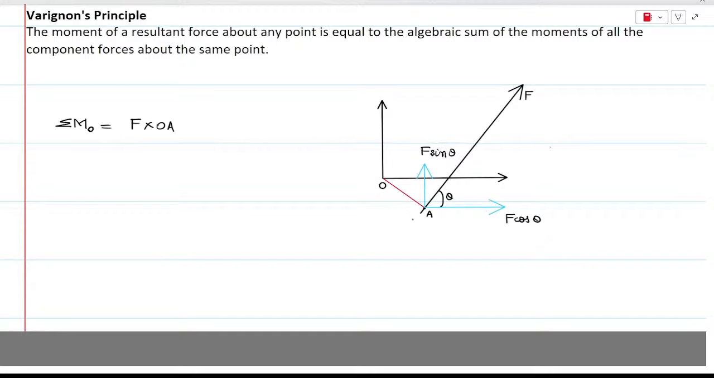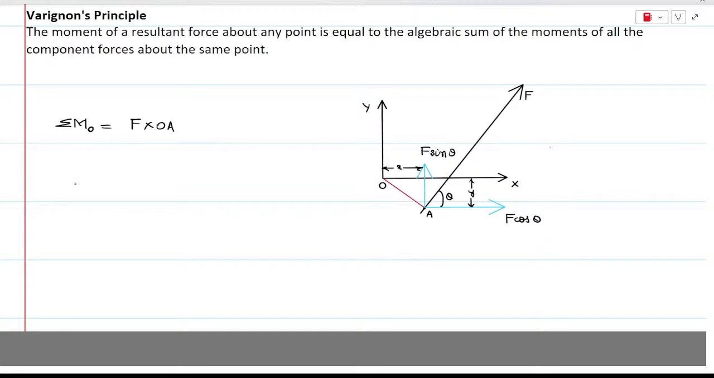Now the perpendicular distances from the x-axis and y-axis need to be measured. So let's say that F sine theta is measuring a perpendicular distance of x and F cos theta is measuring a perpendicular distance of y. So this could be in the fourth quadrant. For that reason y would be negative, but here we are strictly taking that as a distance. We are not specific to the quadrant.